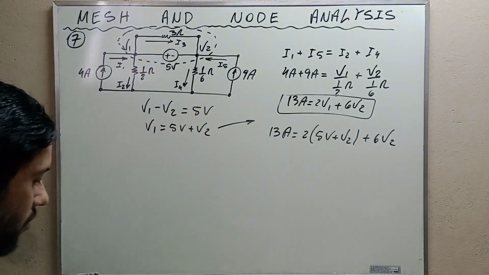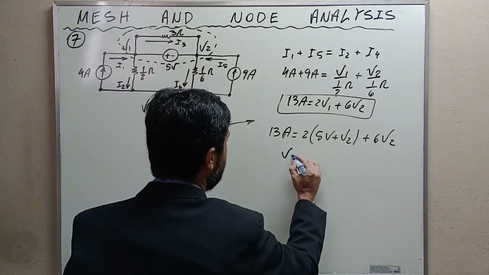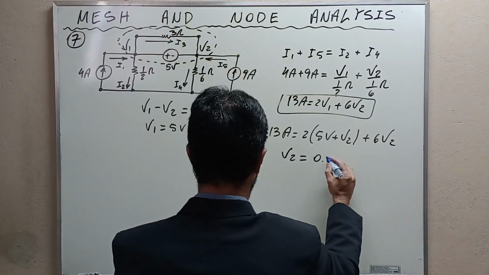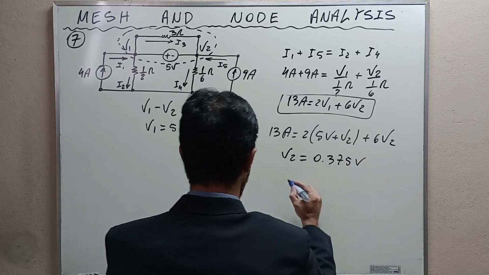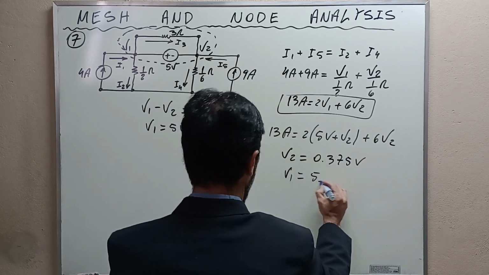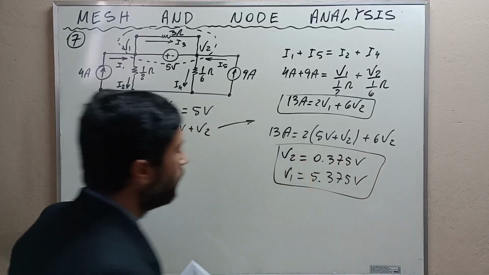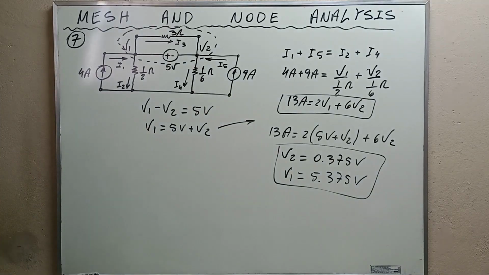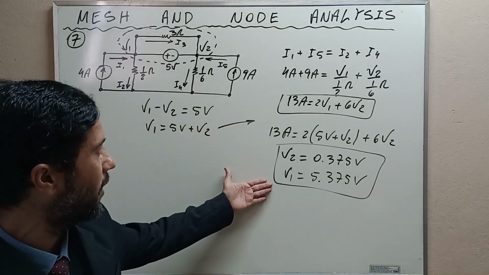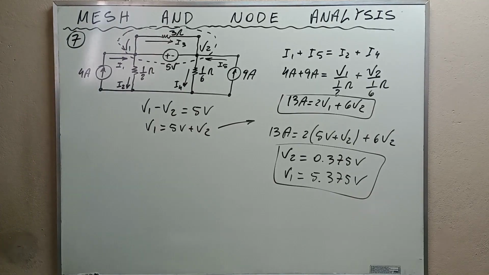It is solvable. We can solve it for V2, and V2 is equal to 0.375 volts, and V1 is equal to 5.375 volts. Okay, my friends? And this is the solution of the exercise. Let me remember the exercise, when it has to calculate the voltages at nodes V1 and V2. And this is the answer, okay? This is the solution of the exercise.